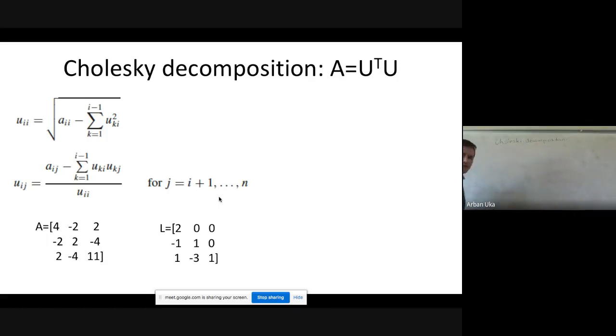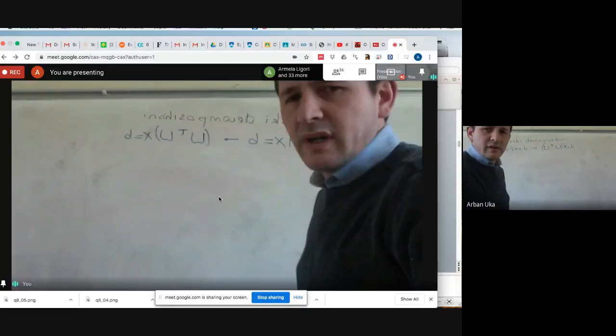So Cholesky decomposition, as we can see in this slide, for any system AX equal to B, we can convert this into an upper triangular matrix transpose times the upper matrix U itself, X equal to B.